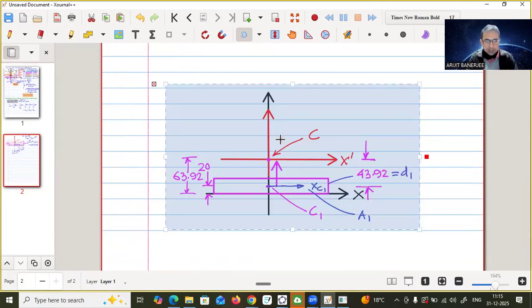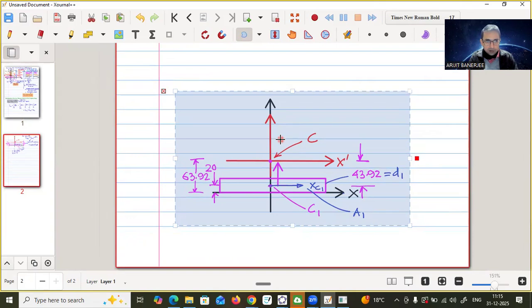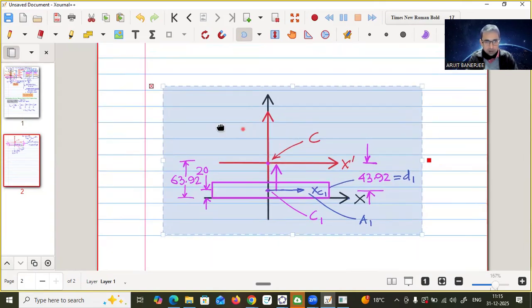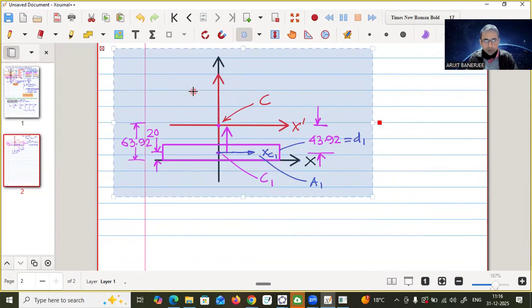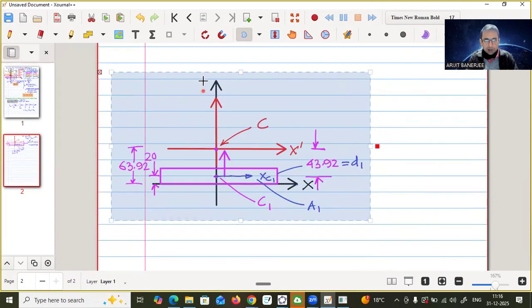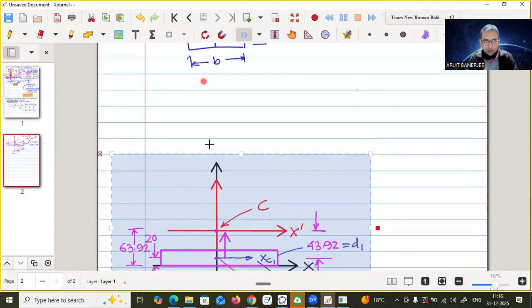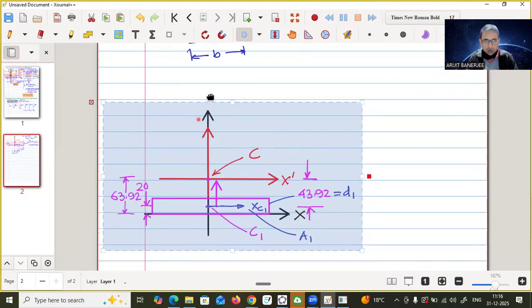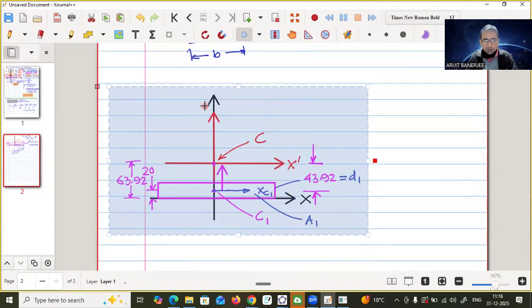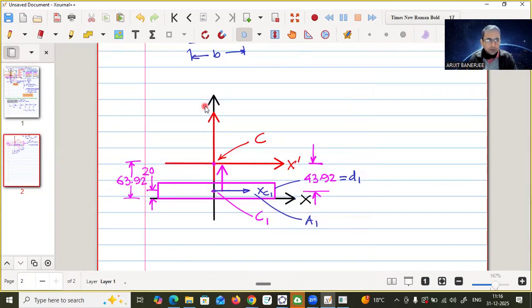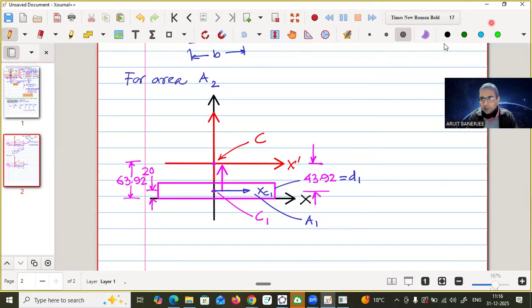Next, what we will do, we will adjust the lens, adjust the area. Next, for area 1, for area 2, for area A2. Now, A2 is not this, A2 is somewhere else. A2 is where? A2 we will draw.